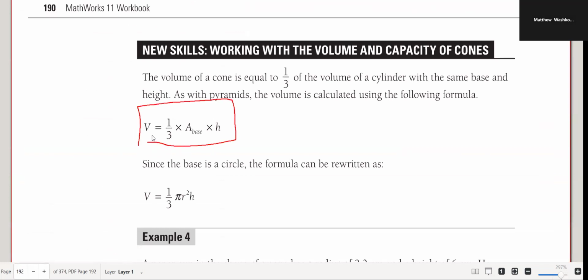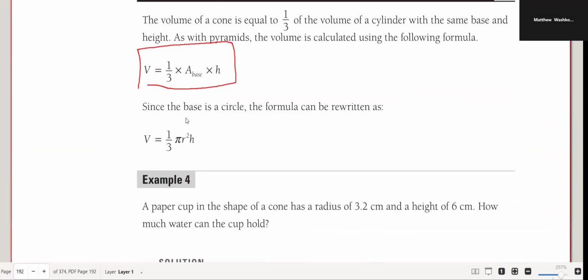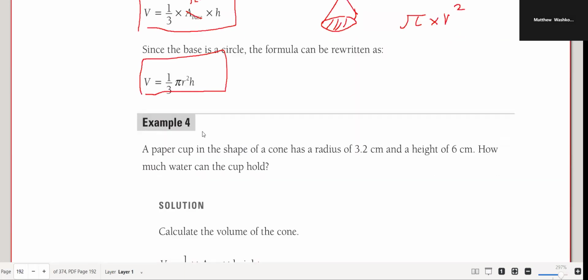Cones: the volume is equal to 1/3 times the area of the base times the height, right? So if the base is a circle, because it's a cone, well, I know how to find the area of a circle. That's just pi r squared, right? So I just replace that with pi r squared, which means my actual formula here is 1 over 3 times pi r squared times height.